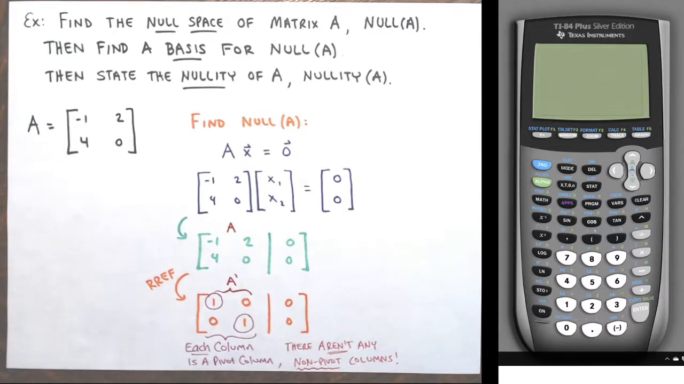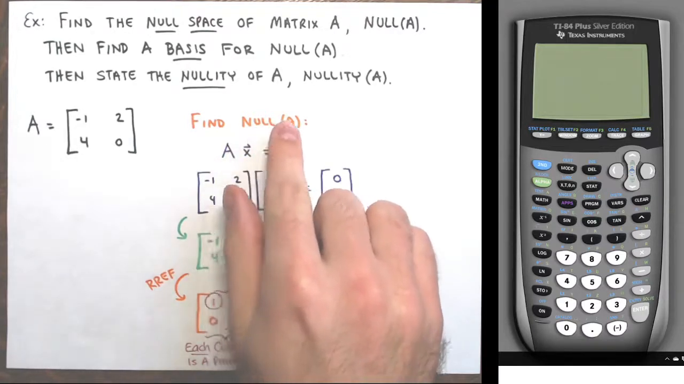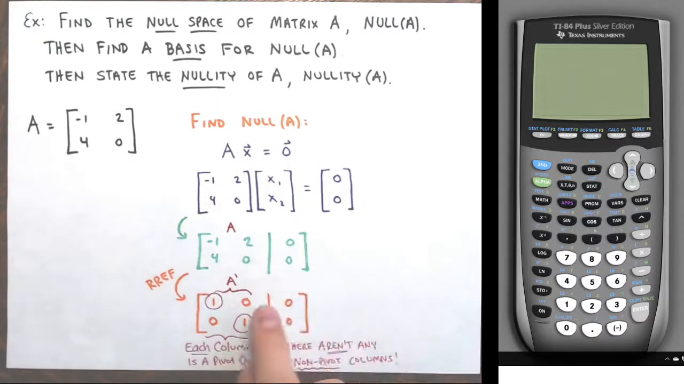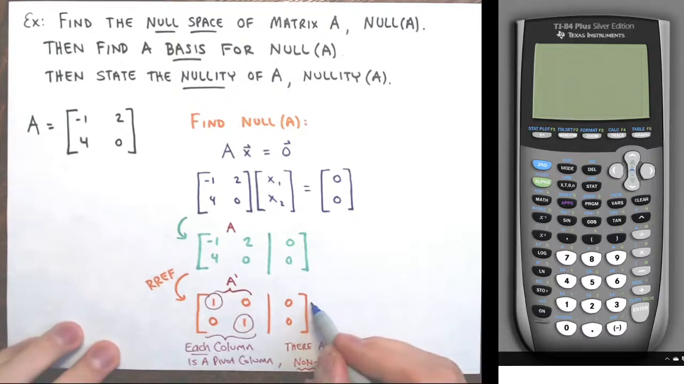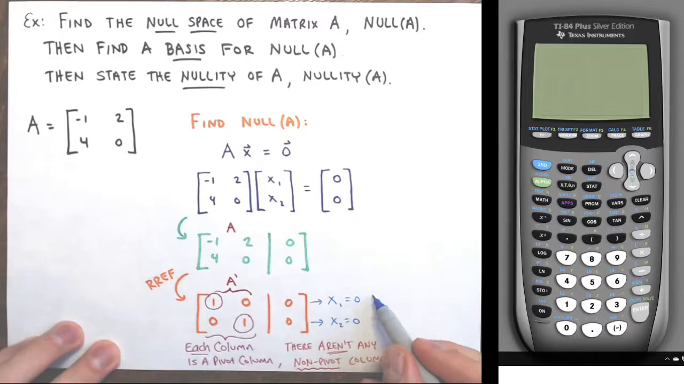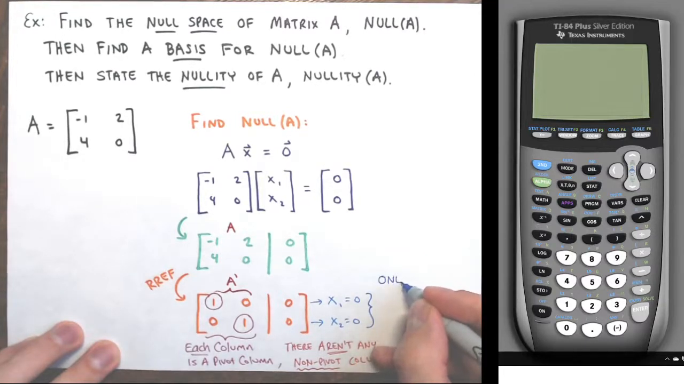Okay, so now let's get back to the task at hand, finding the null space, the solutions of this equation. If you look at it in reduced echelon form here, this augmented matrix, the first row is telling me that the value of x1 has to be 0. The second row is telling me that the value of x2 has to be 0. So what we're seeing here is that there is only one solution to this equation, A times x equals 0, and that would be the 0 vector.